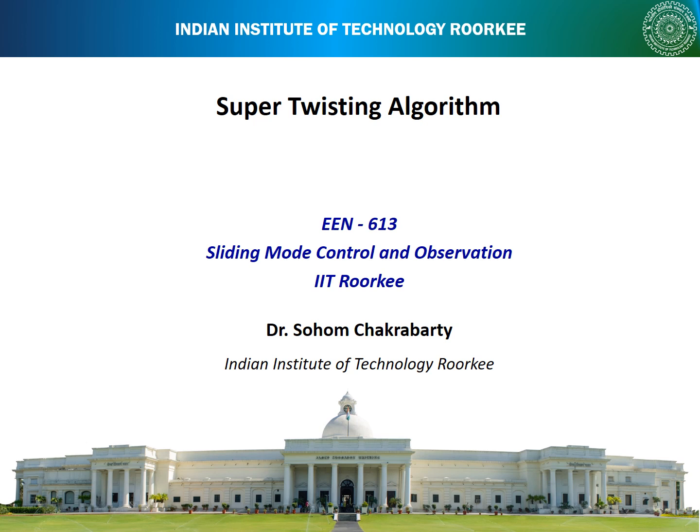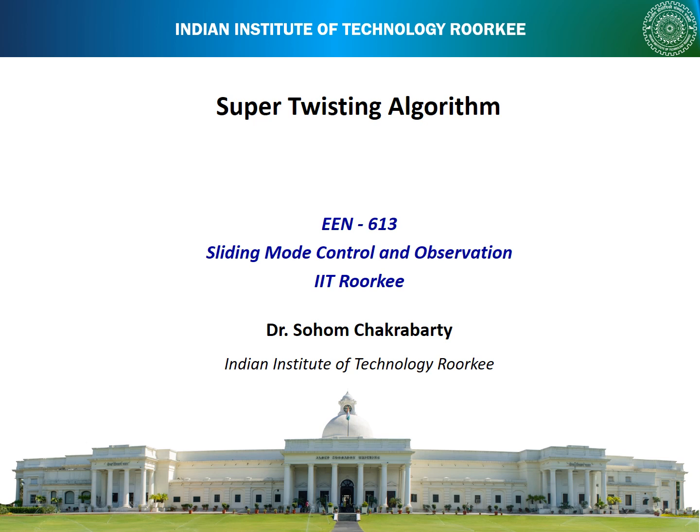So going back to the twisting algorithm, we just note a few points. The twisting algorithm is a second order sliding mode algorithm. That means that this twisting algorithm brings S and S dot both to 0 in finite time, and the switching control action is in the second derivative of the sliding variable. So that is what we mean by second order sliding mode.